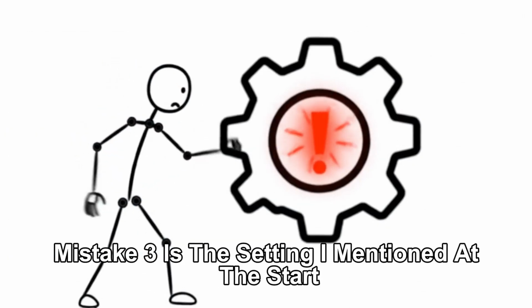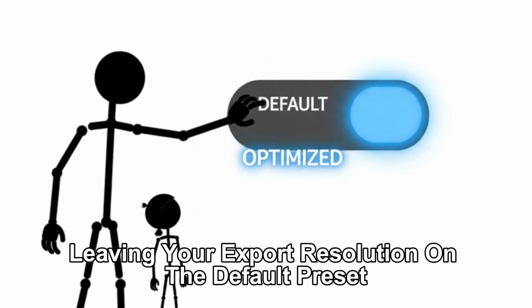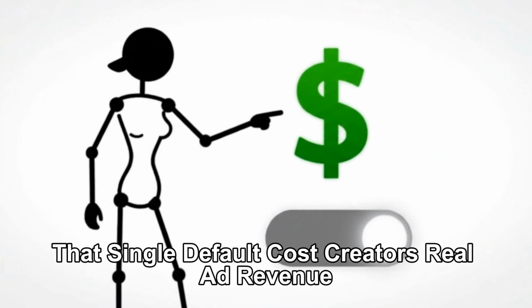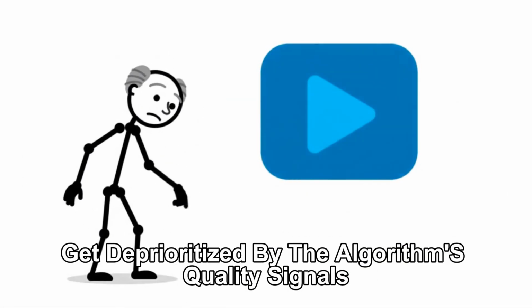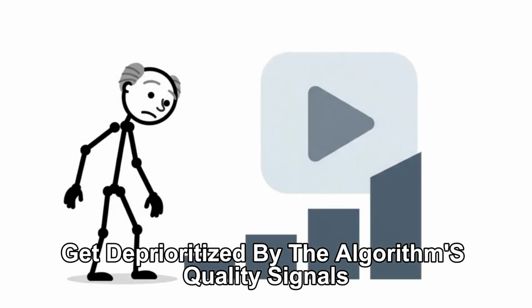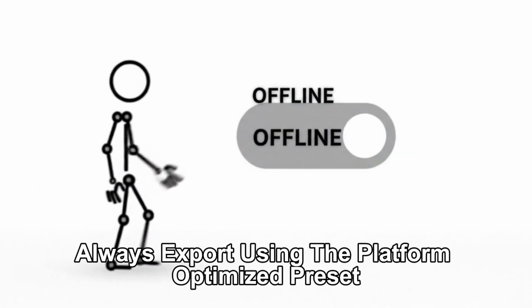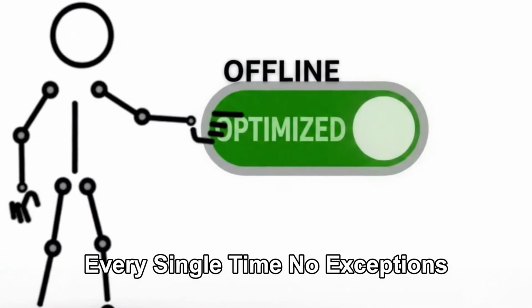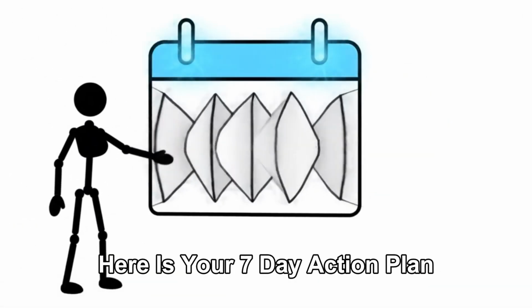Mistake 3 is the setting I mentioned at the start, leaving your export resolution on the default preset instead of the platform-optimized one. That single default costs creators real ad revenue. Lower quality exports get deprioritized by the algorithm's quality signals. Quietly, without any warning. Always export using the platform-optimized preset every single time. No exceptions, no shortcuts.